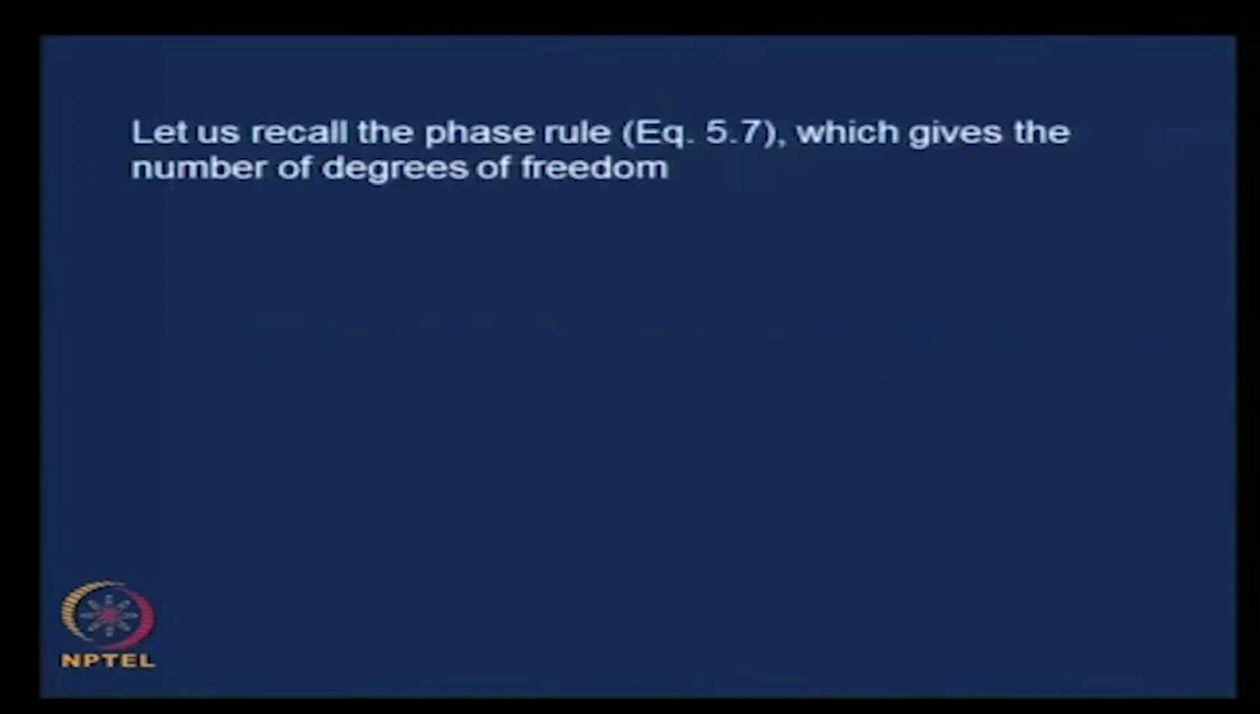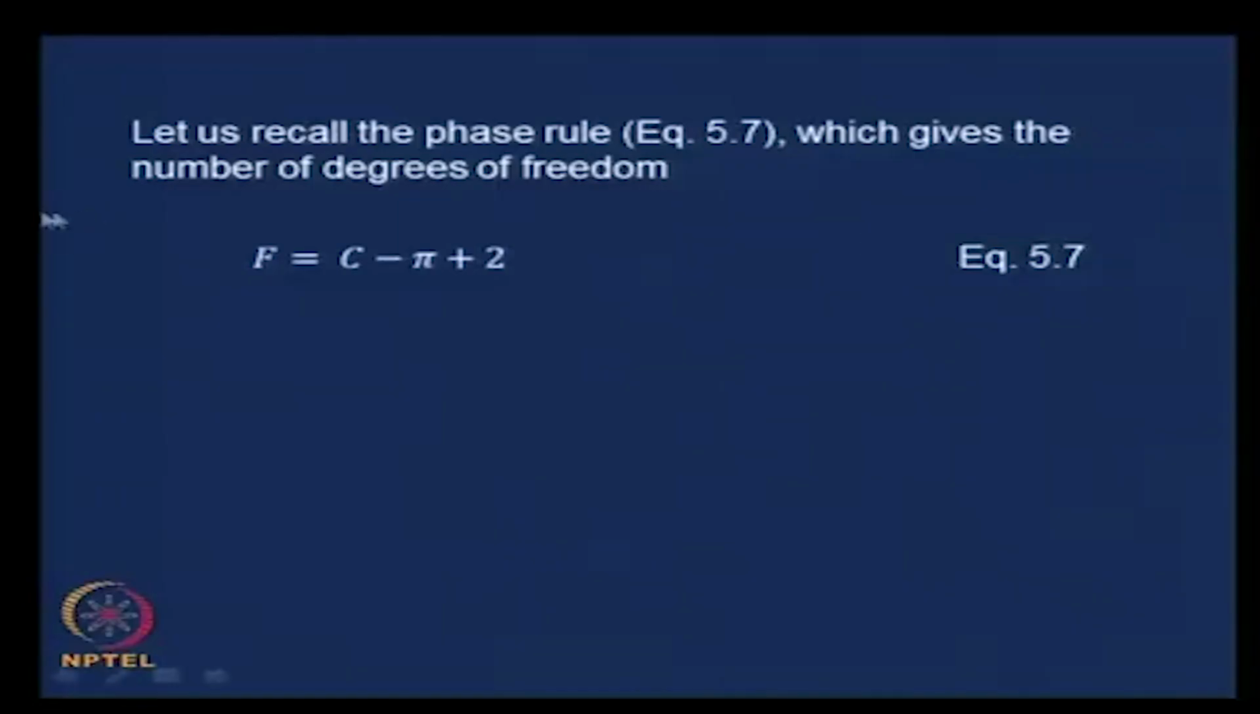If we recall the phase rule equation 5.7, that gave the number of degrees of freedom. In other words, the number of degrees of freedom is the number of independent variables that are required to complete the description of the system. We saw that the phase rule for the non-reacting system was F, the number of degrees of freedom, equals C minus pi plus 2, C the number of components in each phase of the system, pi the number of phases. This was our equation 5.7 in the previous module.